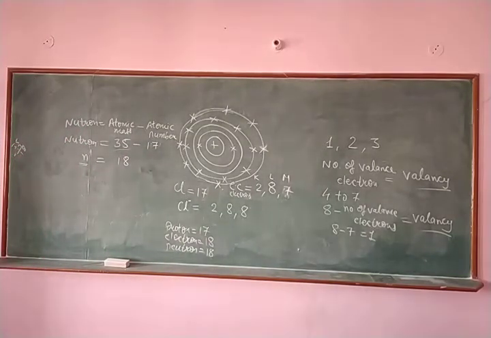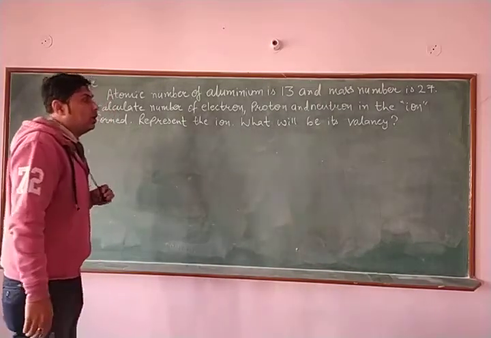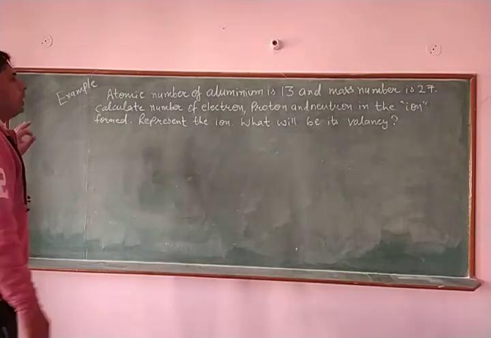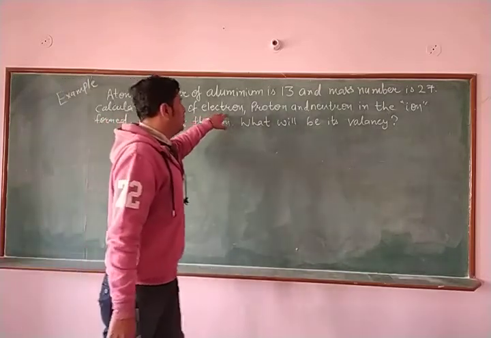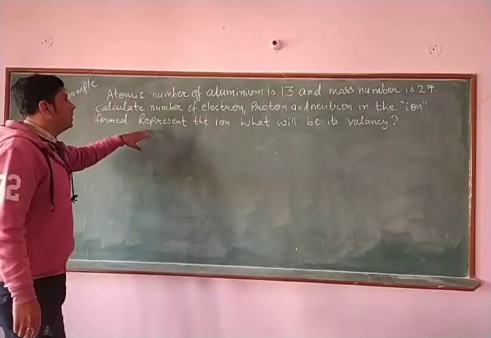Okay. Yes, so if we talk about this example, this is an example of a question. This is an example of how you can find out the number of electrons, protons, and neutrons. So first, try to understand the question which is written over here. The atomic number of aluminium is 13 and the mass number is 27. Calculate the number of electrons, protons and neutrons in the ion form, represent the ion.